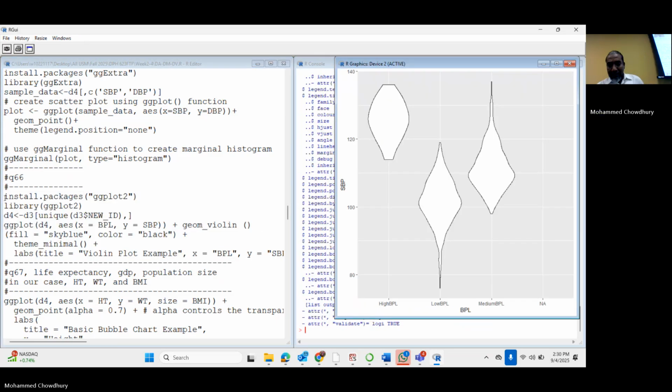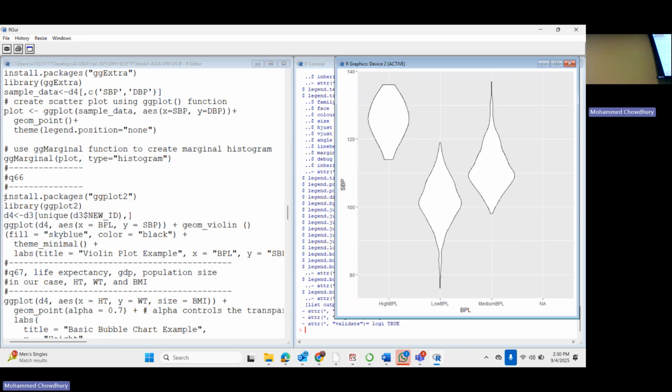Okay, this is what is known as the, I had created blood pressure level, right? High blood pressure level, low blood pressure level, and medium blood pressure level. And on the y-axis, I put SBP, and on the x-axis, I put the blood pressure level. And this is known as the violin graph. Violin graph means all the data. So take a look at them here.